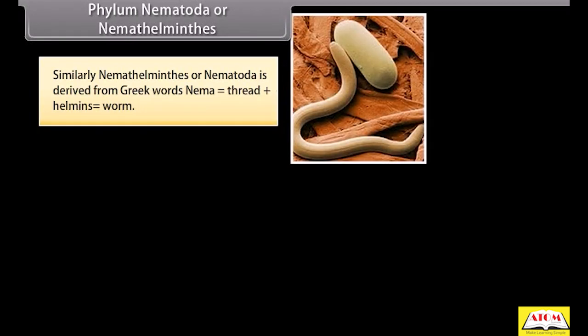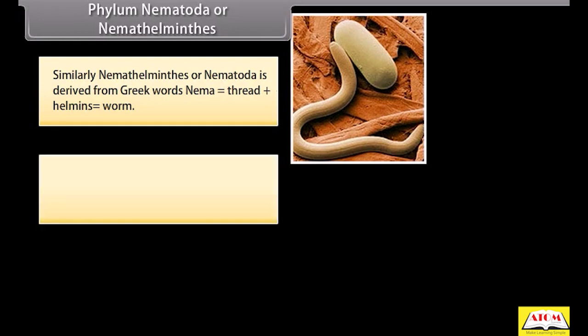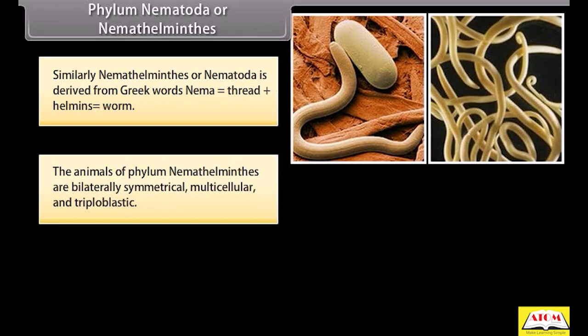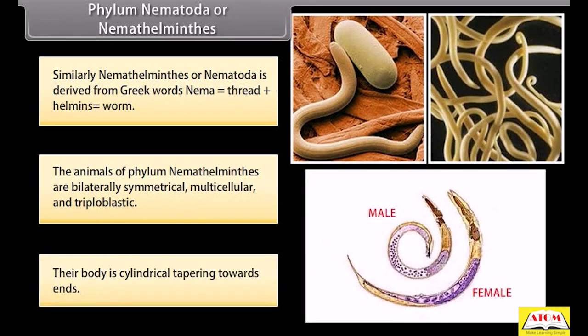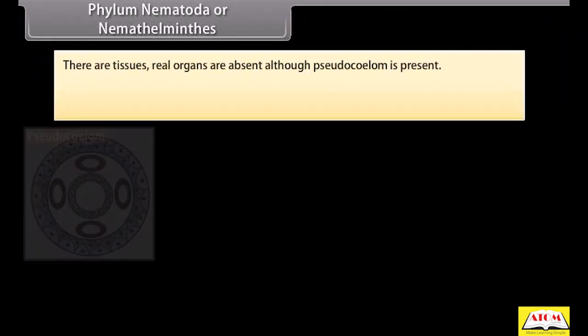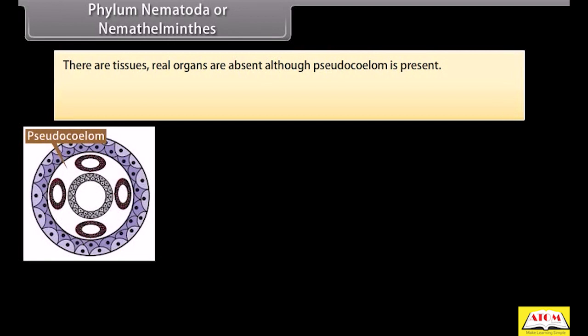Phylum Nematoda or Nemathelminthes. Similarly, Nemathelminthes or Nematoda is derived from Greek words nema, which is thread, plus helminths, worm. The animals of phylum Nemathelminthes are bilaterally symmetrical, multicellular, and triploblastic. Their body is cylindrical tapering to its ends. There are tissues. Real organs are absent, although pseudocoelom is present.